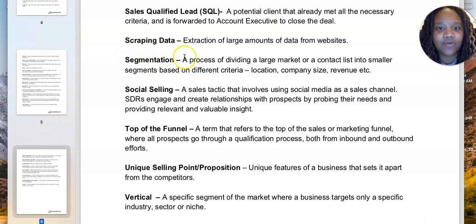Segmentation is a process of dividing a large market or a contact list into smaller segments based off of different criteria. So we have location, company size, and revenue. Me personally, when I think of segmentation, I think about marketing.